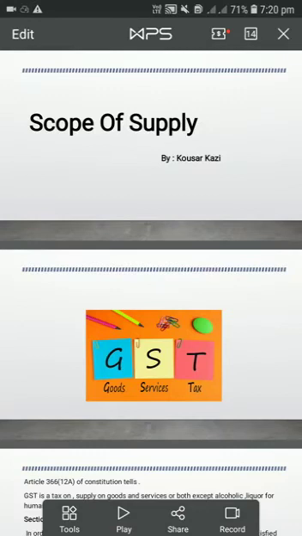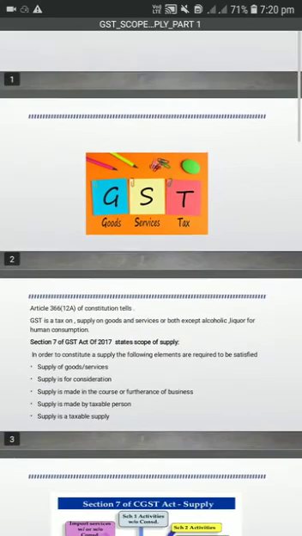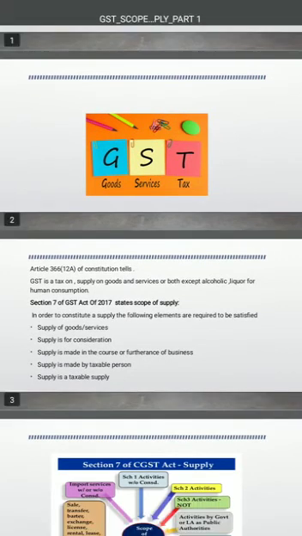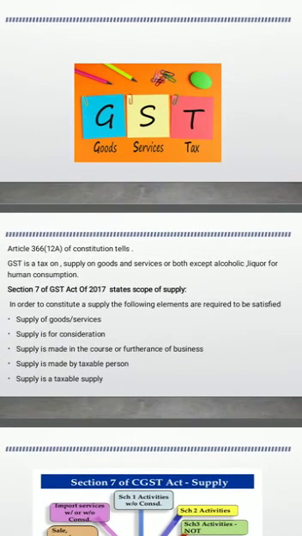Today we are going to discuss the scope of supply. Before that, we'll have a look at GST. GST is an indirect tax which is levied on the supply of goods and services or both. Article 366 (12A) of the Constitution tells GST is a tax on supply of goods and services or both, except alcoholic liquor for human consumption.